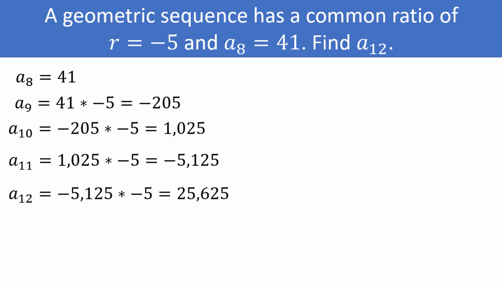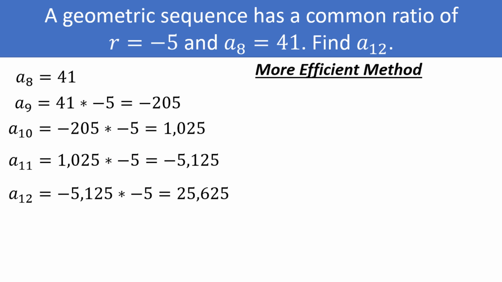This process works, but is inefficient, especially if I was to ask for something like the 100th term. A better way is to recognize that from a sub 8 to a sub 12, we had to multiply by the common ratio of -5 4 times. Once to get a sub 9, twice to get a sub 10, 3 times to get a sub 11, and 4 times to get a sub 12.